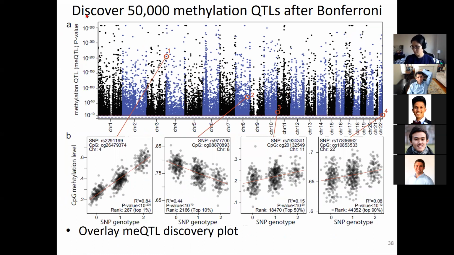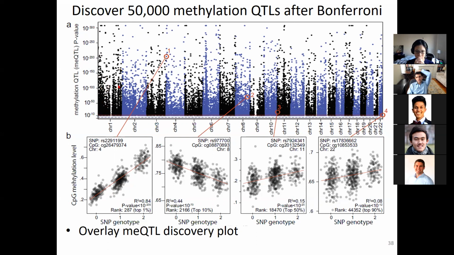You can see that we can find 50,000 of these methylation QTLs across the genome after Bonferroni correction. And you see their p-values are astronomical. For GWAS, we had p-values of 10 to the minus 8, 10 to the minus 9, maybe 10 to the minus 20. Here we're looking at 10 to the minus 300. So this is extremely, extremely significant.